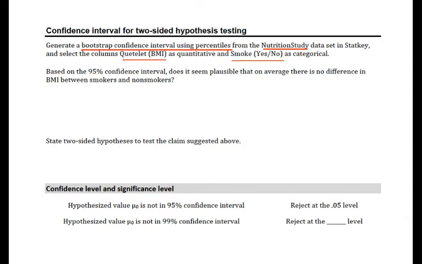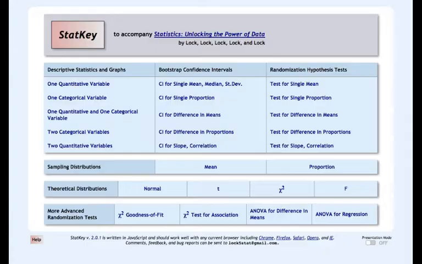Since we have a quantitative variable, Quetelet, and a categorical variable, smoke, it makes sense that what we would look at is a difference of two means, so that what we're going to find a confidence interval for is the mean Quetelet for smokers minus the mean Quetelet for non-smokers, or maybe the reverse of this. So I'm going to go to bootstrap confidence intervals for a difference in means.